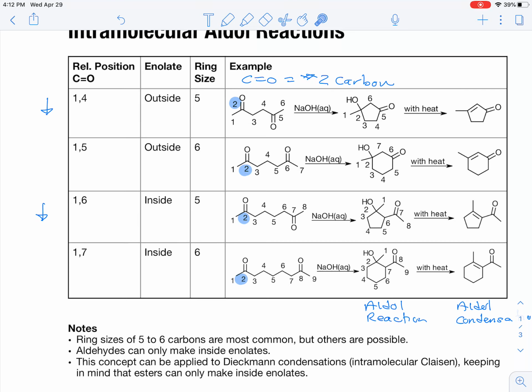And then the last one we'll look at is the 1,7 dicarbonyl, because anything with the carbonyls closer together or further apart is going to give us ring sizes that are either smaller than 5-membered or larger than 7-membered. And so again, we have the potential for 2 enolates. We can either make the inside enolate here, which would give us a 1, 2, 3, 4, 5, 6-membered ring, which is the observed major product. We could make the outside enolate, but that's going to give us a 1, 2, 3, 4, 5, 6, 7, 8-membered ring. Not very likely.